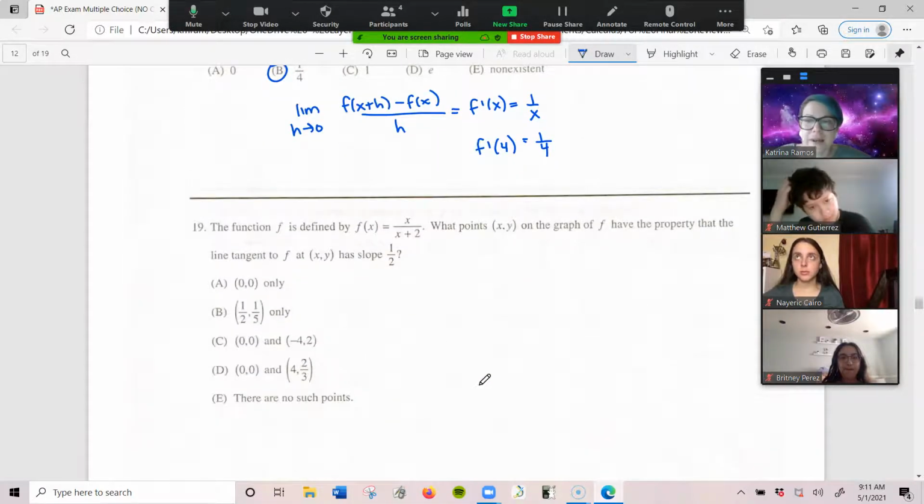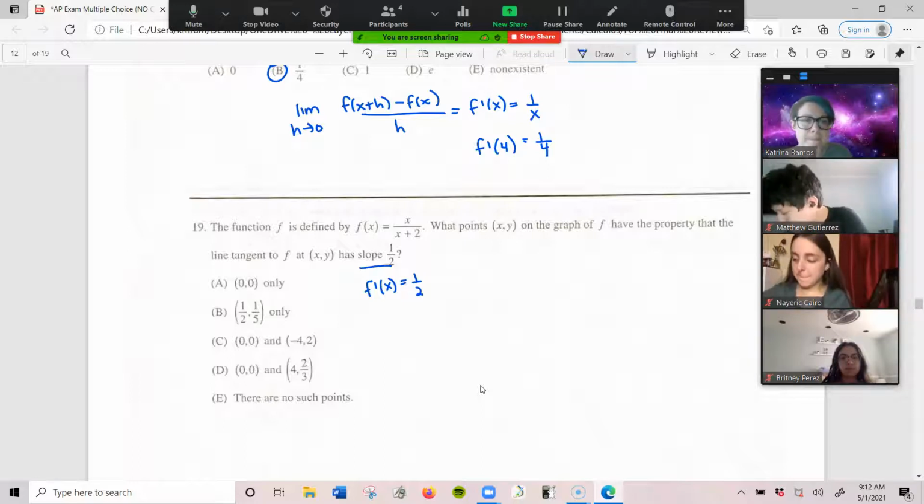All right, the function f is defined by f of x is equal to x over x plus 2. What points x, y on the graph of f have the property that the line tangent to f at x, y has a slope of 1/2? Okay, so slope of 1/2, that means that f prime of x is going to equal 1/2. So we need to find the derivative of f and then make it equal to 1/2 and then solve.